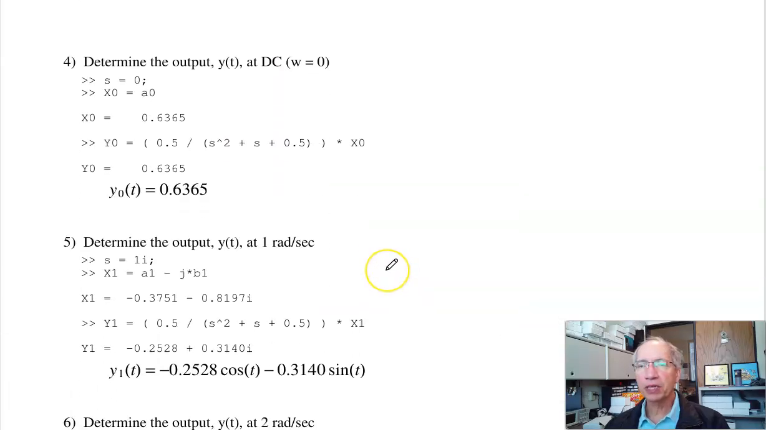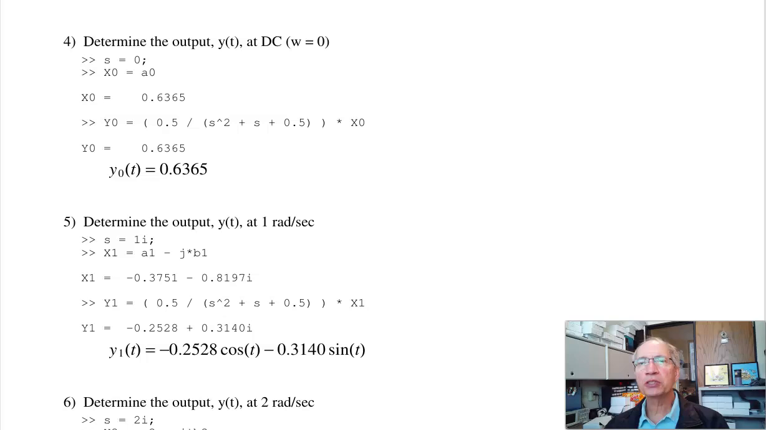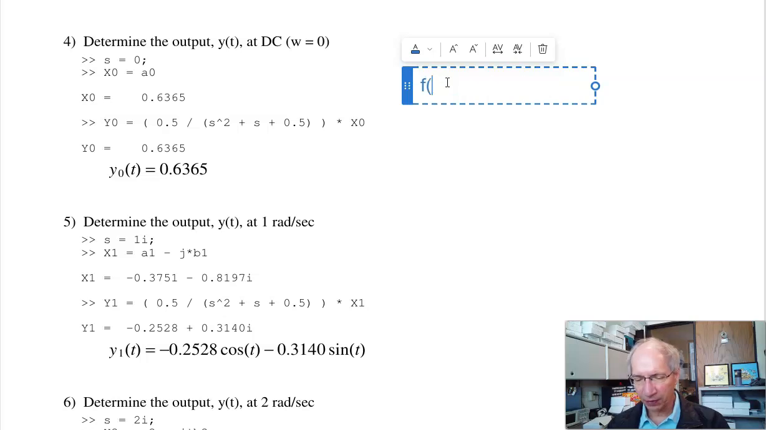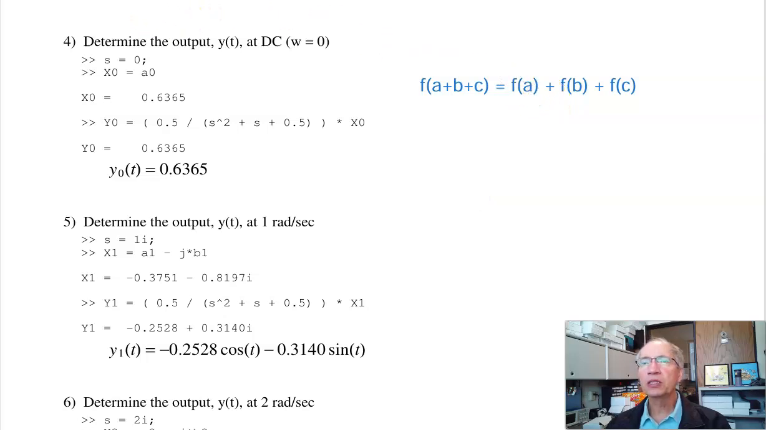Once I have the input, I can now find the output. Now this uses superposition. What superposition says is if I have a function f of a plus b plus c, that's equal to f of a plus f of b plus f of c, that's what linearity means. Superposition says if I have a linear system, I can treat this problem, where I have a bunch of sine waves added together to produce x, that's this waveform, as separate problems. I've got the first harmonic at DC. X is just 0.63. Find the output at that frequency. At 1 radian per second, here's the input.